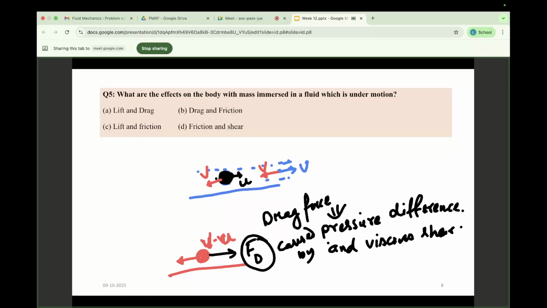And another force will act. Another force that will act here is in the upward direction. That is the lift force, say I represent it as LF. It is always perpendicular to the direction of the flow.